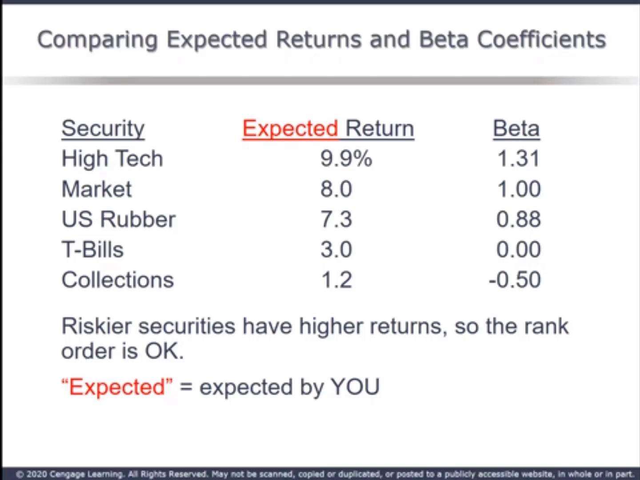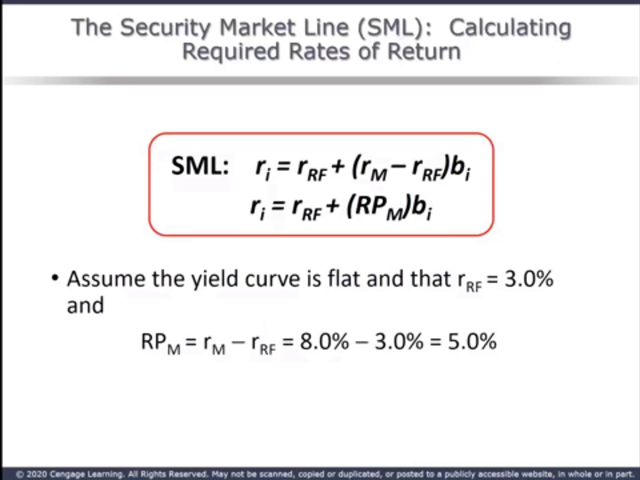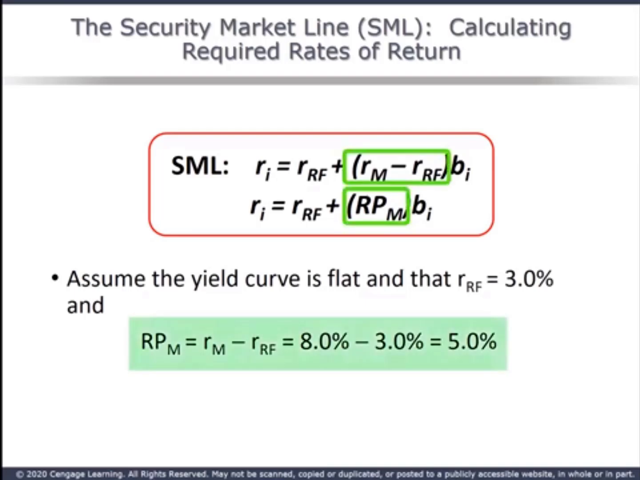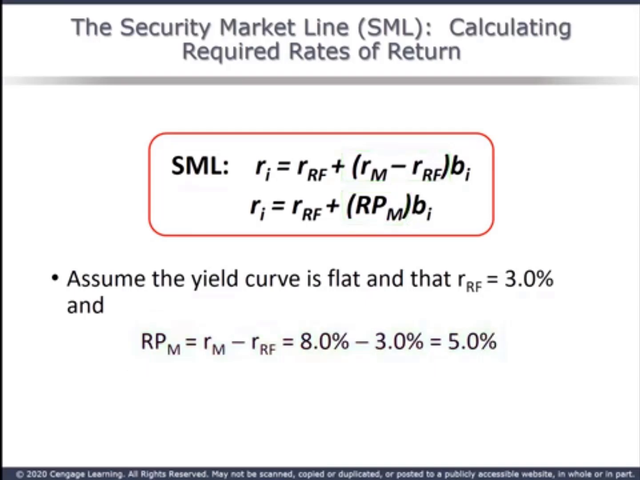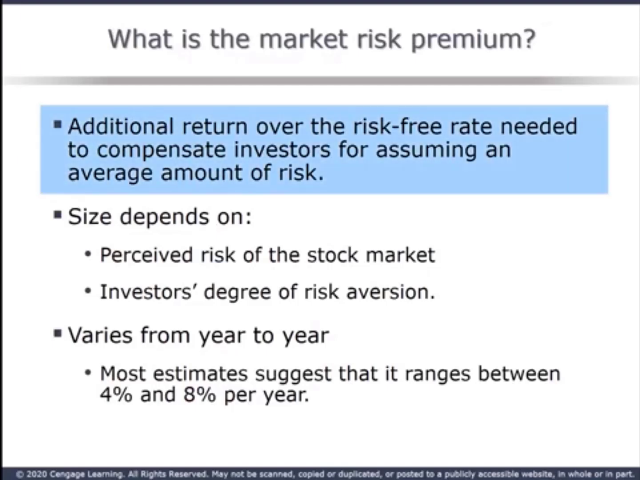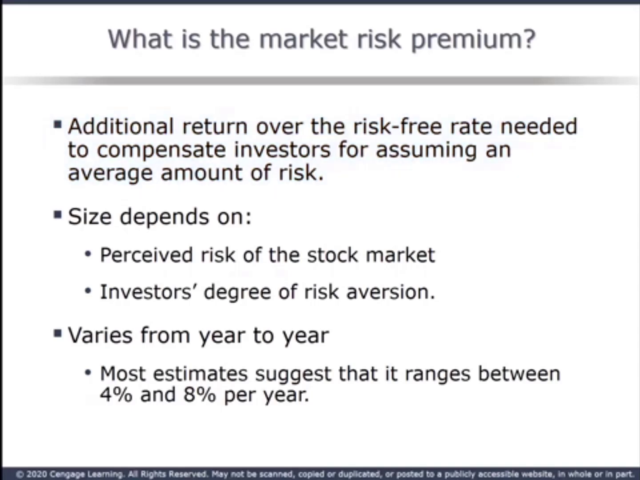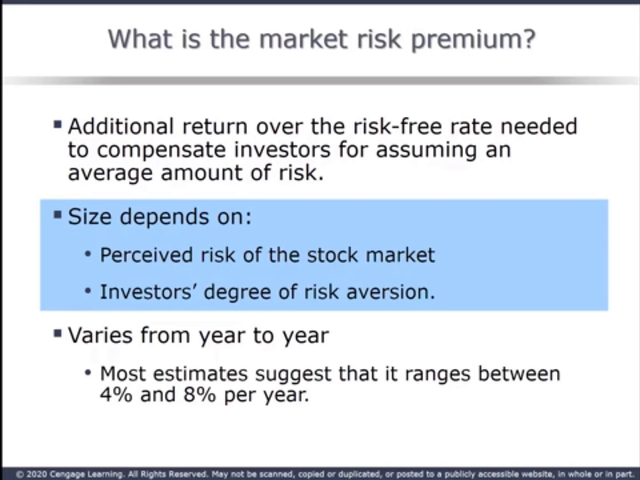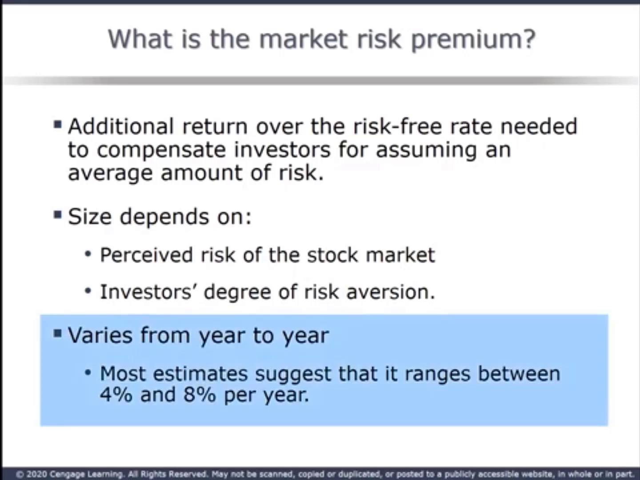So what do we do with the data we now have? We can use the betas for our assets to find their market required returns. With a risk-free rate of 3% and a return on the market of 8%, we have all we need to find the required returns. The market risk premium is the return on the market minus the risk-free rate. The market risk premium is the additional return over the risk-free rate to compensate investors for assuming an average amount of risk. Its size depends on the perceived risk of the stock market and the investor's degree of risk aversion. The risk premium varies from year to year, though estimates suggest a range between 4 and 8% per year. For our sample, the market risk premium is 5%.